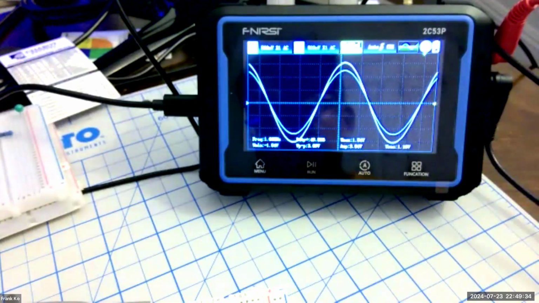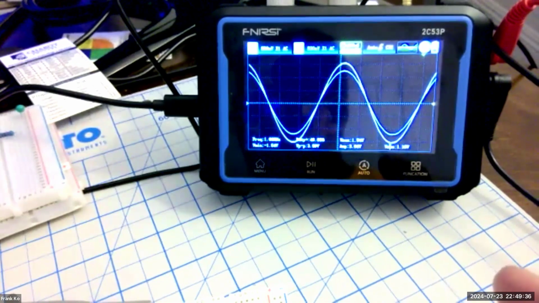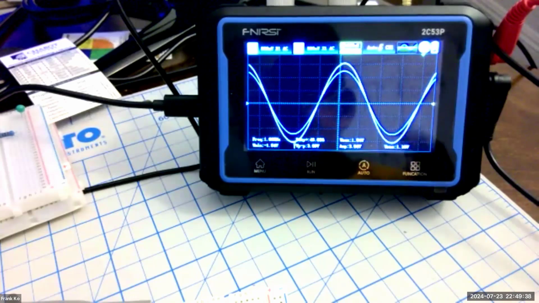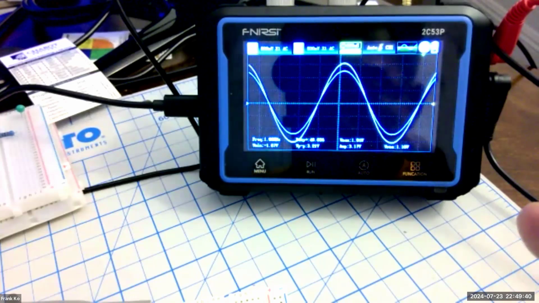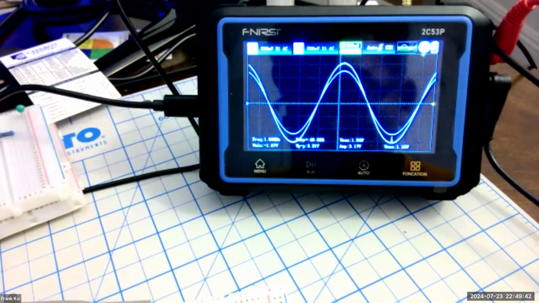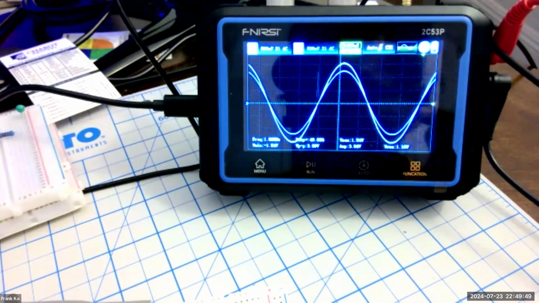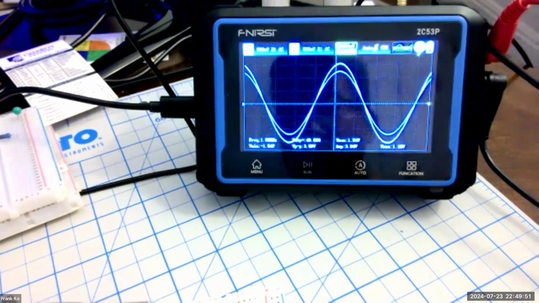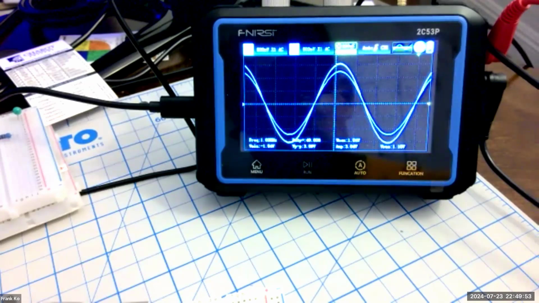Now, the question is, what is the phase relationship of these waveforms? And you say the phase relationship are that they are what? Are they in phase, out of phase, or are they inverted? They're in phase. They both peak positive at the same time. They both peak negative at the same time. And they cross over to 0 at exactly the same time.